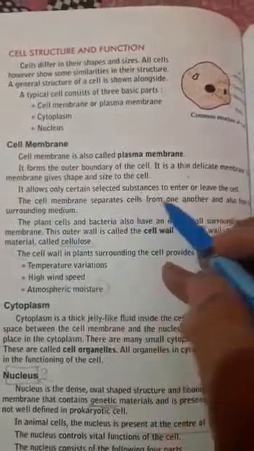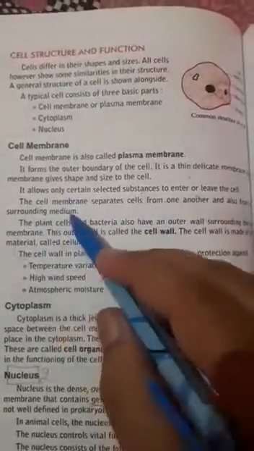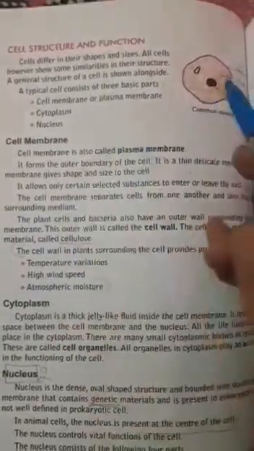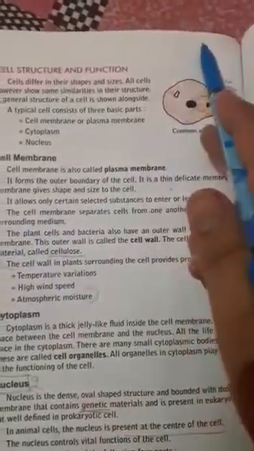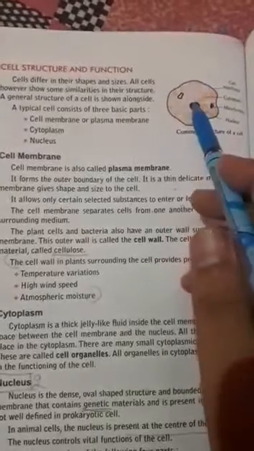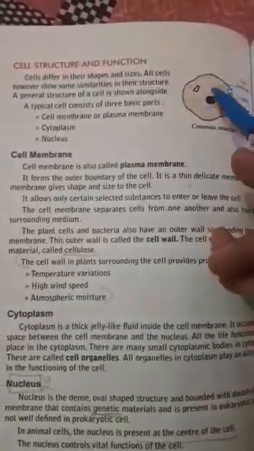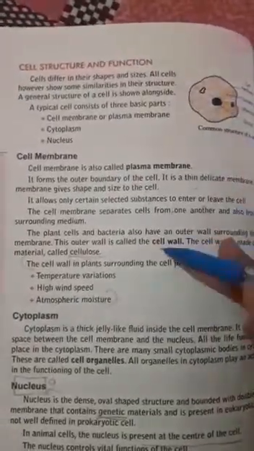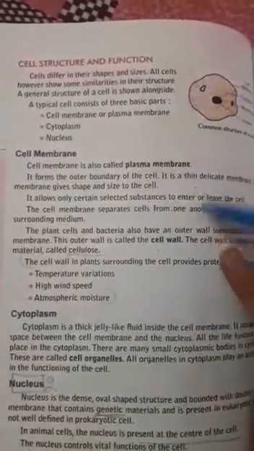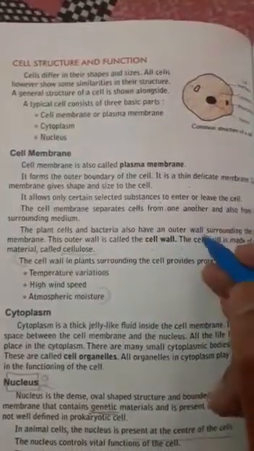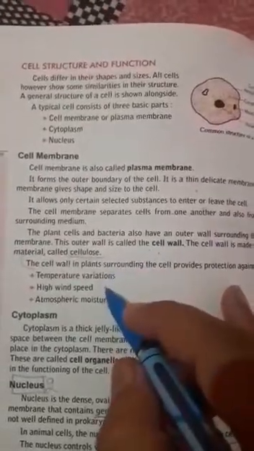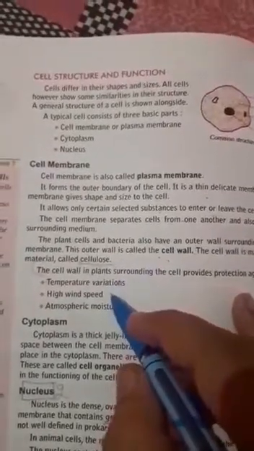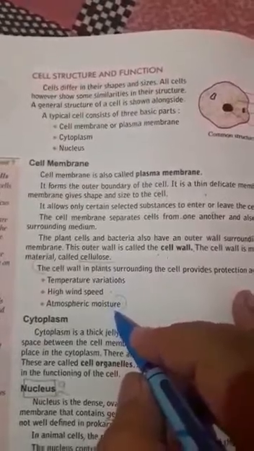Cell membrane separates the cell from one another and also from the surrounding medium. It means this cell membrane separates the cell from the surrounding medium and protects the cell from inside. This is the animal cell, but a plant cell also has an outer wall other than the cell membrane, that is known as cell wall, which is made up of cellulose, and it helps us to maintain the temperature variation, high wind speed and atmospheric moisture.